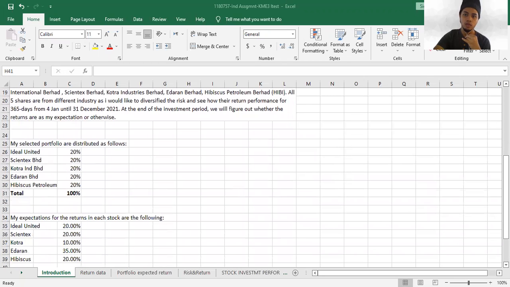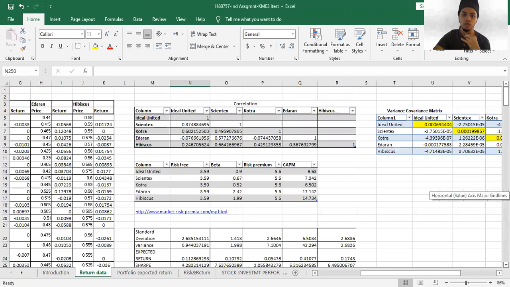So this is my portfolio distribution, in which I distribute 20% to each of the five stocks, and my expected return for each stock is: Idea United 20%, Science Tech 20%, Kontrak 10%, Edaran 35%, and Hibiscus 20%. This table explains the overview of the price and the return of the five stocks over the 1 year.